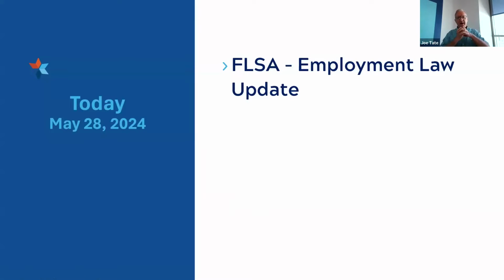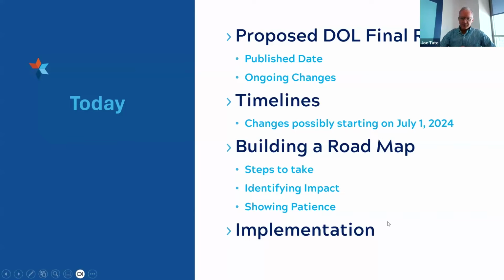Today we'll venture in. We're going to go deep on the Fair Labor Standards Act and the recent employment law update. This was all triggered just last month in April, following these final rules that were published from the Federal Department of Labor. So we'll talk about their published date and some ongoing changes that may happen. I kind of get a kick out of the federal government that they always call these final rules and they're never final. So take that for what it's worth.